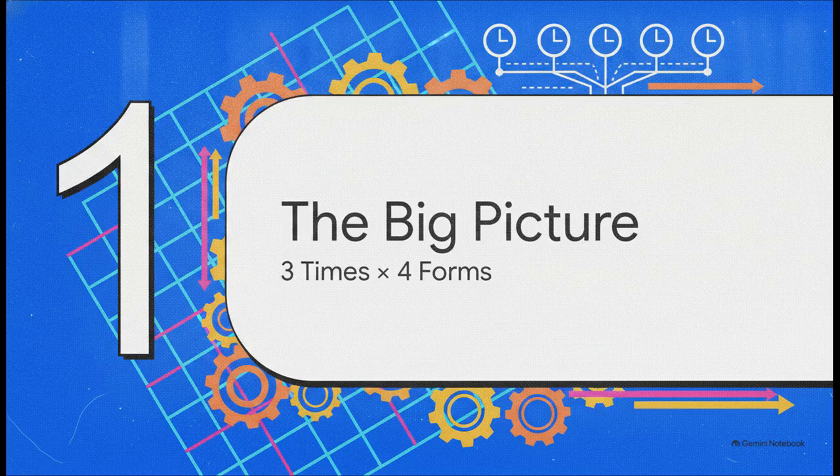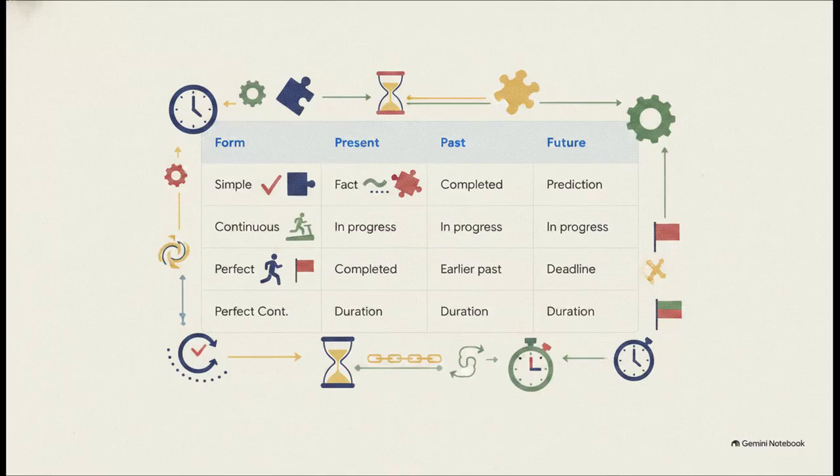3 times multiplied by 4 forms. Right, here is the ultimate mental map for the English language. Think of it like a giant grid. There are exactly 3 time periods, right? Present, past, and future. And each of these times has exactly 4 forms: simple, continuous, perfect, and perfect continuous. So 3 times multiplied by 4 forms, boom, that equals our 12 tenses.